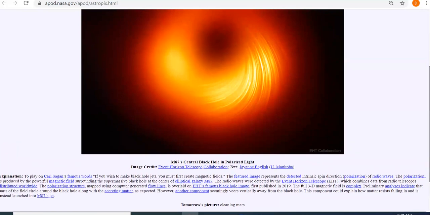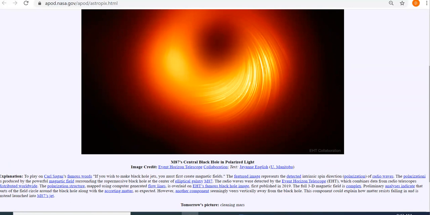It says, to play on Carl Sagan's famous words, if you wish to make black hole jets, you must first create magnetic fields. The featured image represents the detected intrinsic spin direction polarization of radio waves. The polarization is produced by the powerful magnetic field surrounding the supermassive black hole at the center of elliptical galaxy M87. The radio waves were detected by the Event Horizon Telescope, EHT, which combines data from radio telescopes distributed worldwide. The polarization structure mapped using computer-generated flow lines is overlaid on EHT's famous black hole image, first published in 2019.